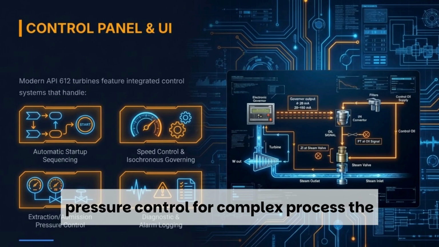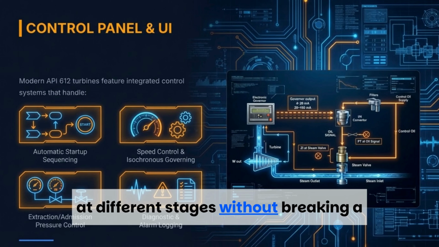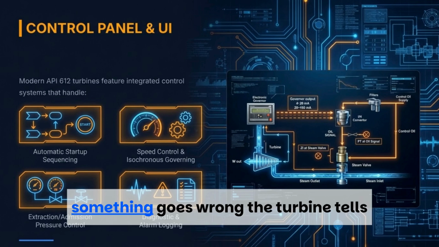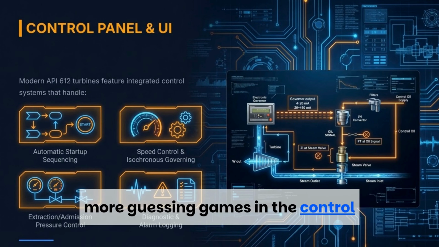Extraction/admission pressure control. For complex process, the system manages steam entering or leaving at different stages without breaking a sweat. Diagnostic and alarm logging. If something goes wrong, the turbine tells you exactly what happened and when, and no more guessing games in the control room.